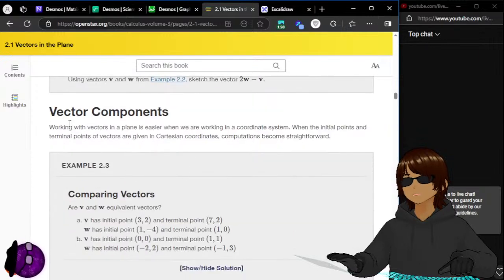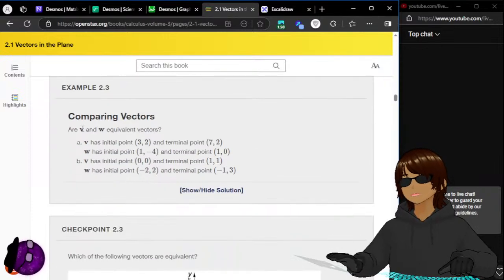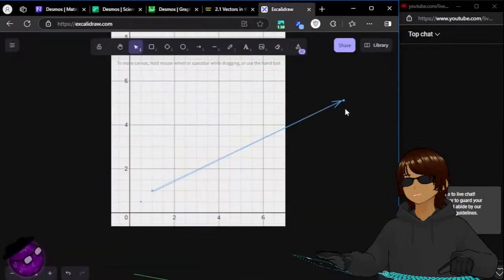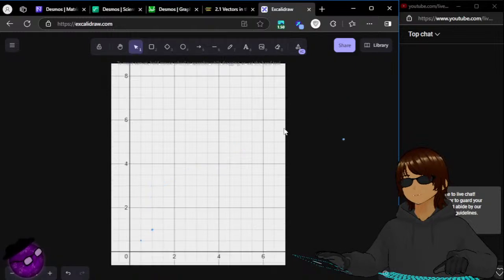Vector components. Working with vectors in a plane is easier when we are working in a coordinate system. When the initial points and terminal points of vectors are given in Cartesian coordinates, computations become straightforward. V has initial point 3, 2 and terminal point 7, 2. Are these two equivalent vectors? So v has initial point 3, 2, and then 7, 2.